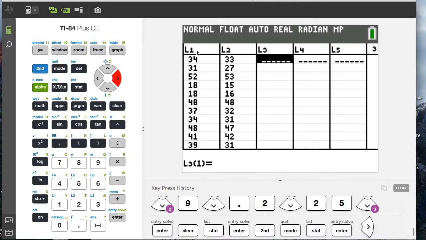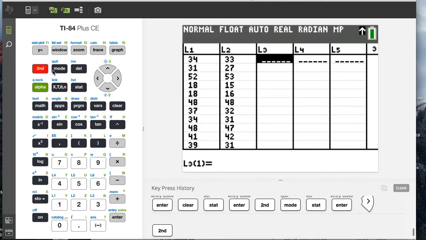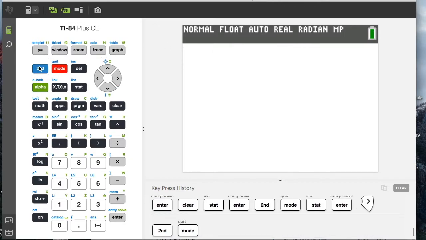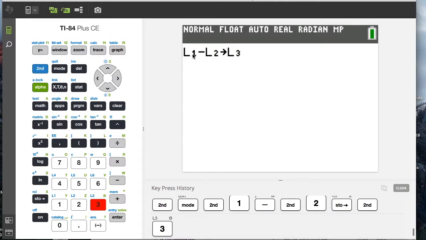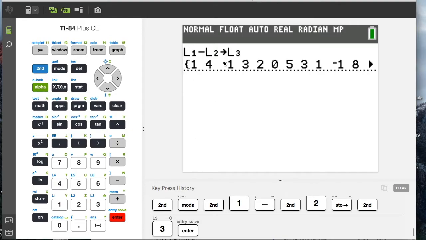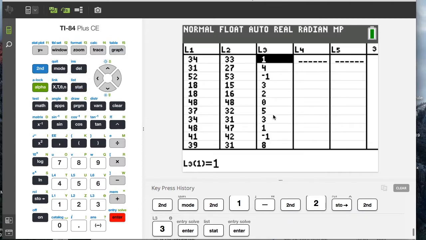A shortcut to that, once you have L1 and L2 plugged in, is letting your calculator do all that subtraction. Second L1 minus second L2. So there's the subtraction. And I'm going to store into L3. So what this does is the subtraction of L1 minus L2, store, and it's going to enter all of our answers into L3. So if you hit enter, there's our data set. And if I go back to my lists, now L3 has the difference. It did all the subtraction for us. L3 is going to be the list we want to use now.